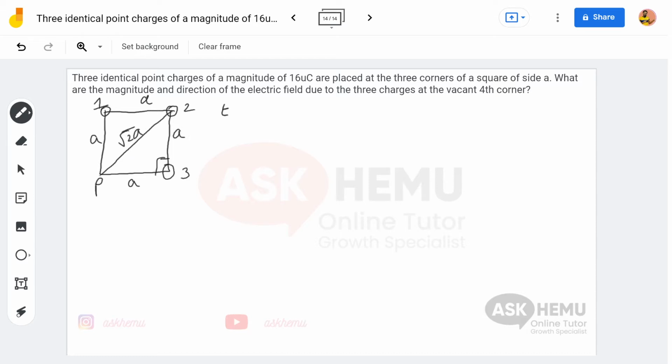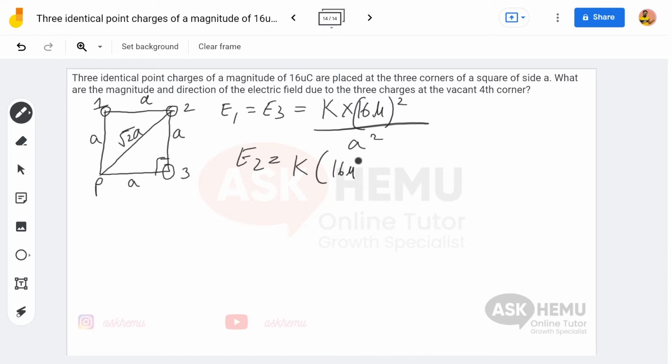So this gives me the equations of electric field: E1, which is equal to E3, always giving us the same value, k into 16 microcoulomb divided by a squared, while E2 will give me k into 16 microcoulomb, not the whole squared again, sorry, it's just kq divided by the distance, which, remember, is root 2a, so root 2a the whole squared. So I have now found my values of E1, E3 and E2.